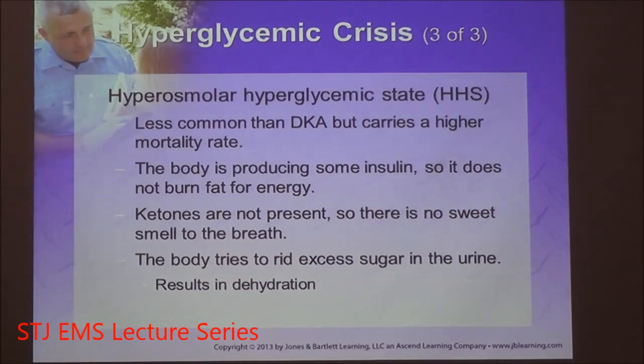So with HHS, remember that the body can be producing some insulin, but you end up with such high sugar levels it can't fix the problems. And basically it's trying to get rid of this excess sugar in urine, and that can lead to supreme dehydration. It will also shunt all the fluid from the tissue into the vasculature to try and balance out the plasma because it's so thick with the sugar.